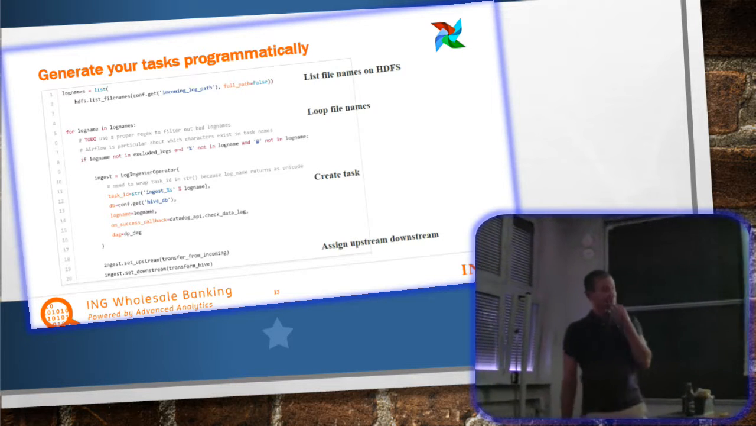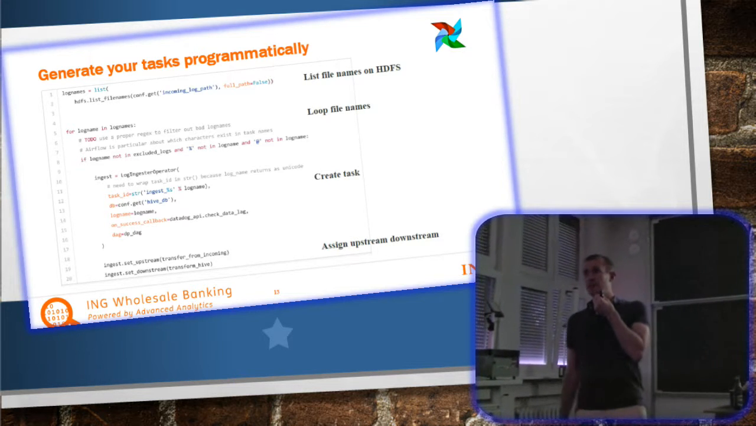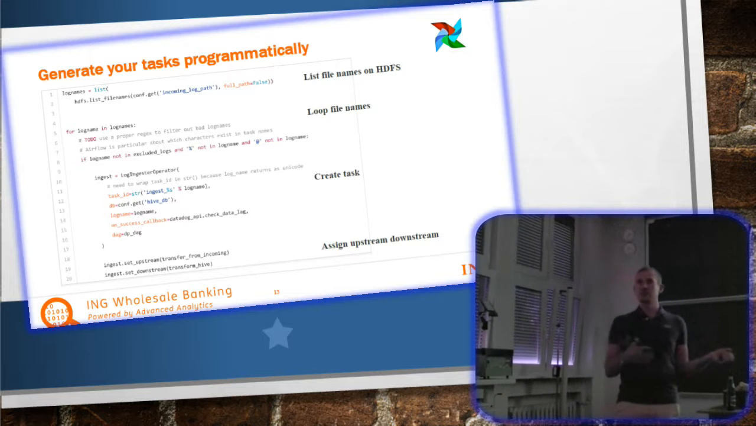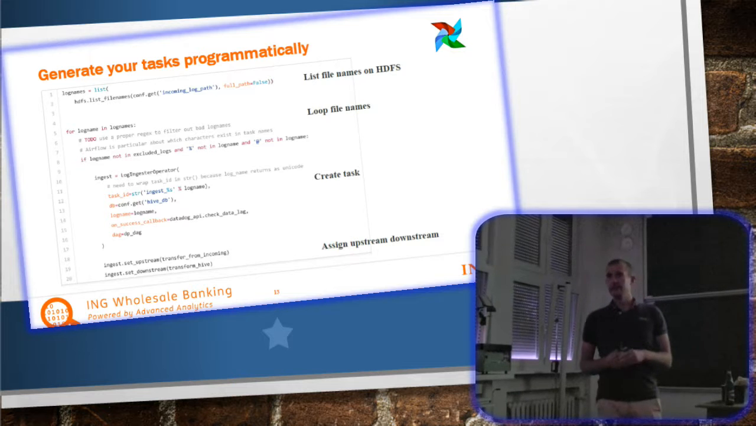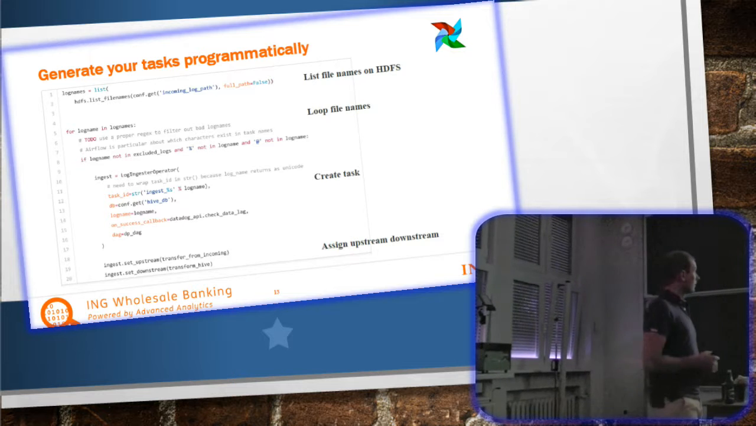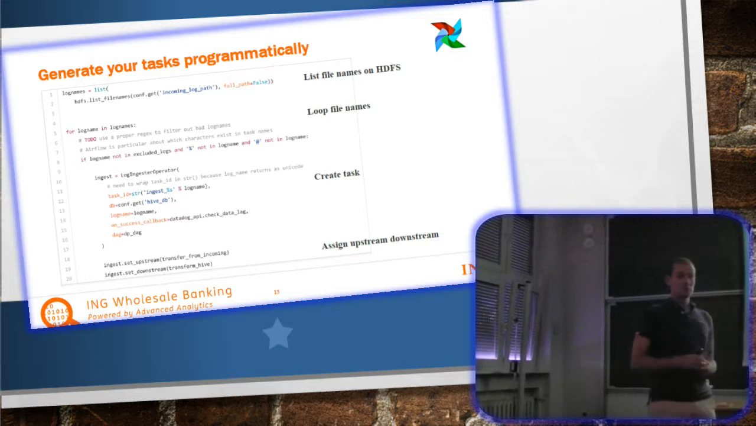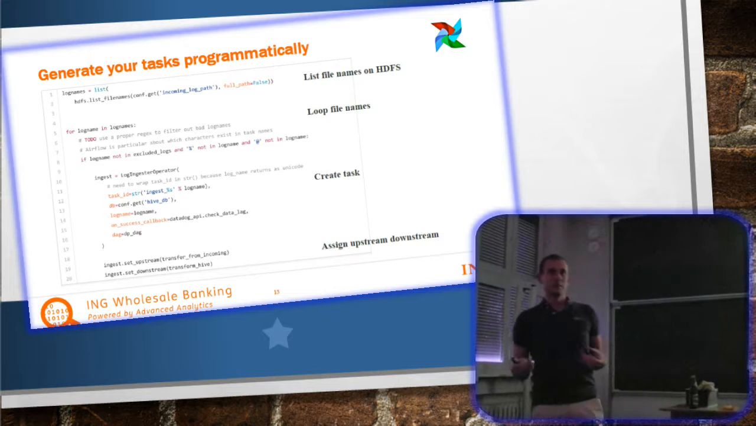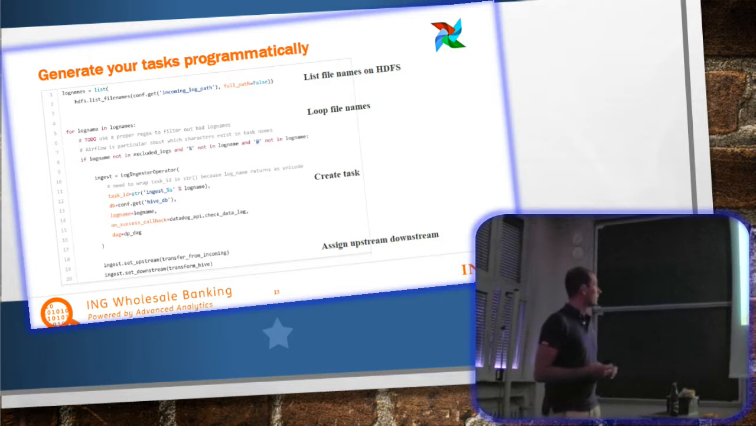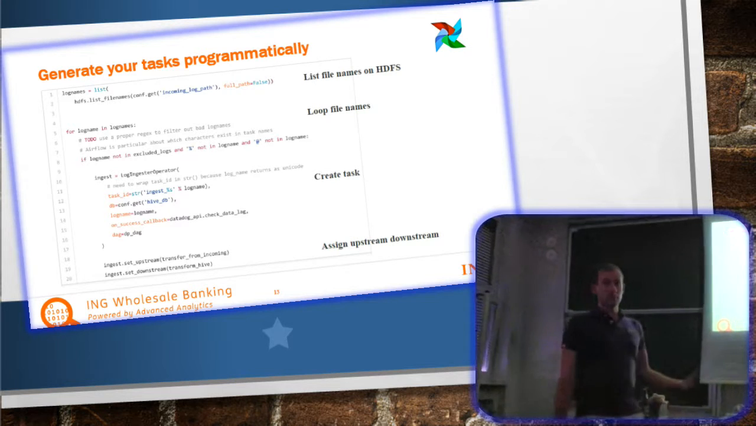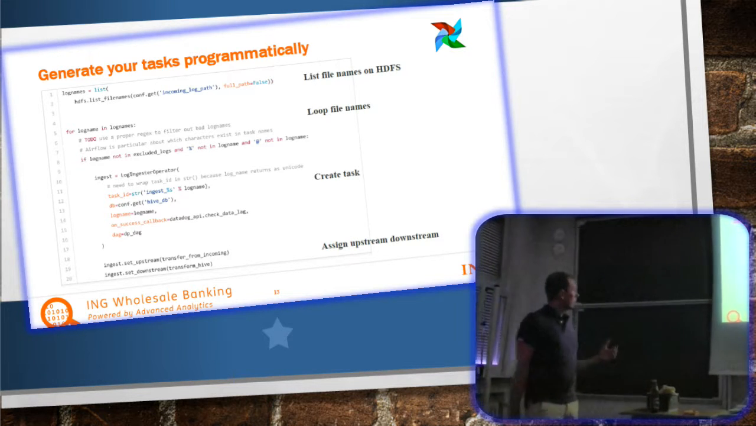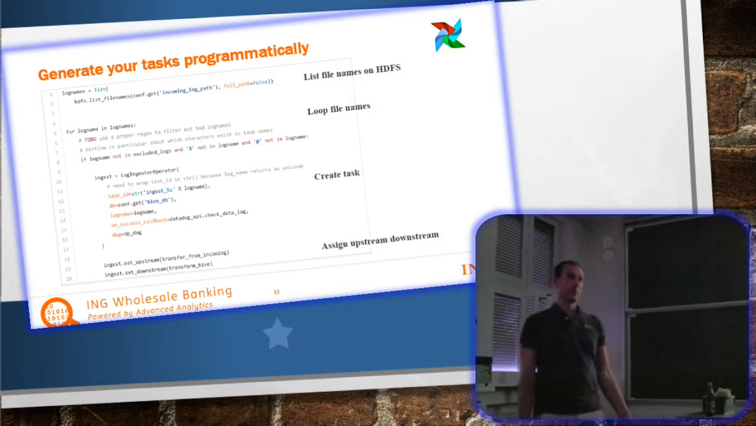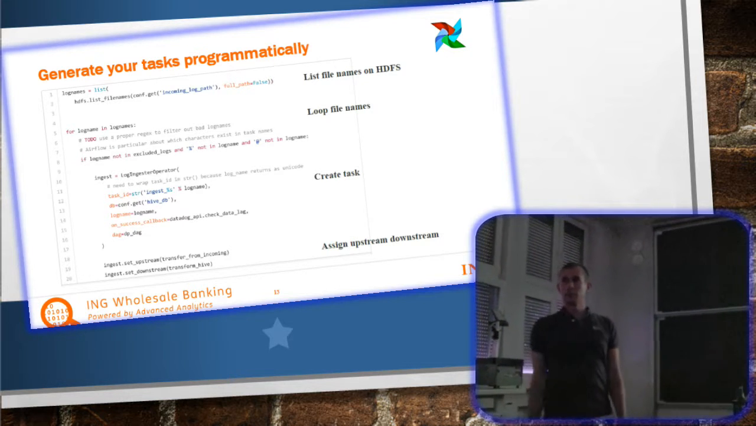What is also possible is to generate your tasks programmatically. And this is where, of course, the power of using a programming language instead of XML comes into play. Here you can imagine that you want to list file names on ACFS and dynamically generate the tasks based on the number of file names that are available there. So you loop over those file names that you got from ACFS, and then you get an ingest operator for each. So you get maybe 20 or 10 operators out.